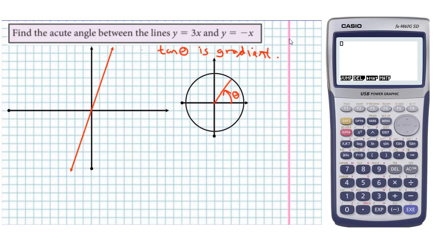And y equals minus x, well, that has a gradient of minus 1 and it goes through the origin. So that's going to go along 1 and down 1, something like this, all the way to here, and it's going to go up the other way to there. Okay, so there we have y equals 3x and y equals minus x.